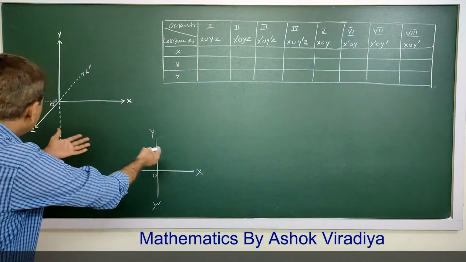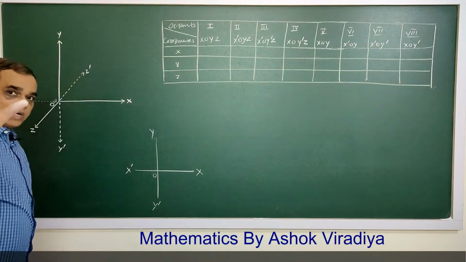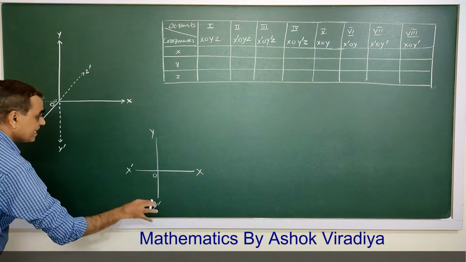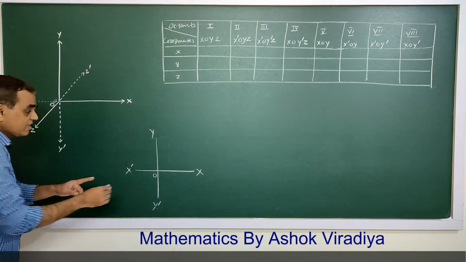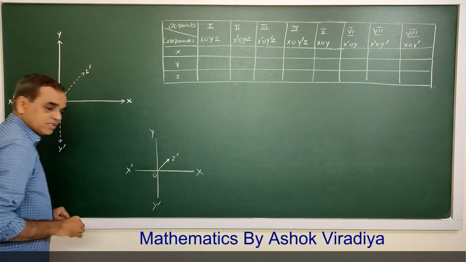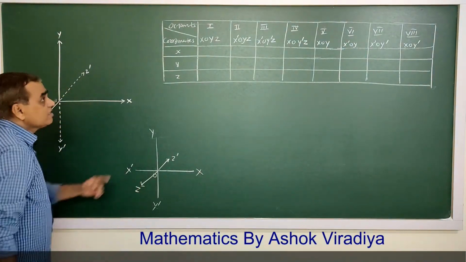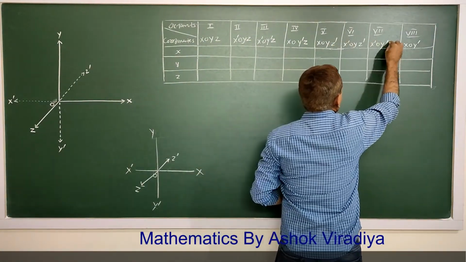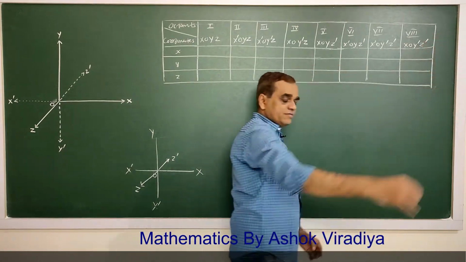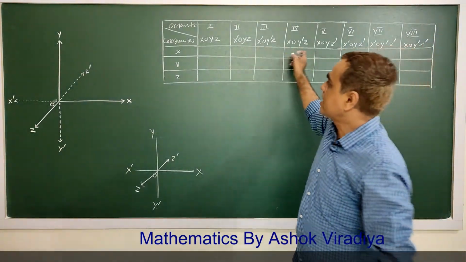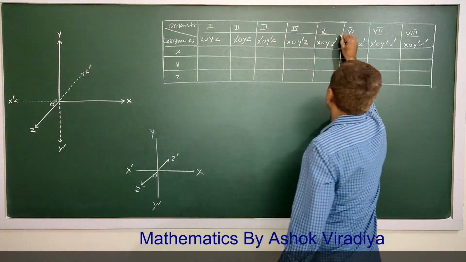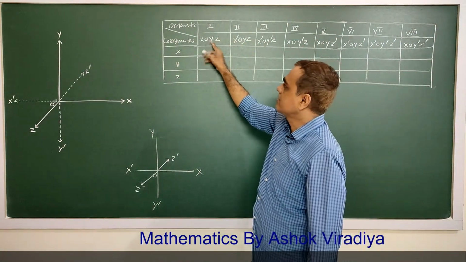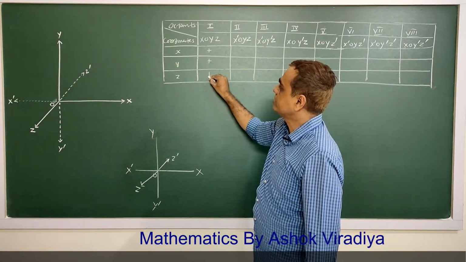Now go to the back side. So the back side 4 rooms in the same sequence: fifth, sixth, seventh, eighth. For the back side we join z dash. For the front side we join z. For the back side join z dash in each. So these are the 8 octants. If any point is in the first octant, the x coordinate is positive, y coordinate positive, z coordinate positive.